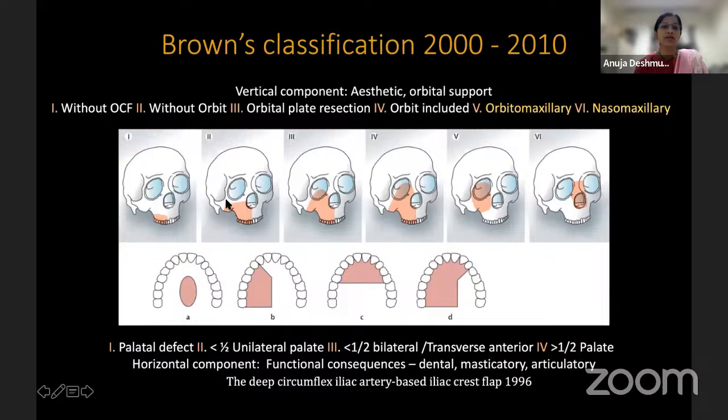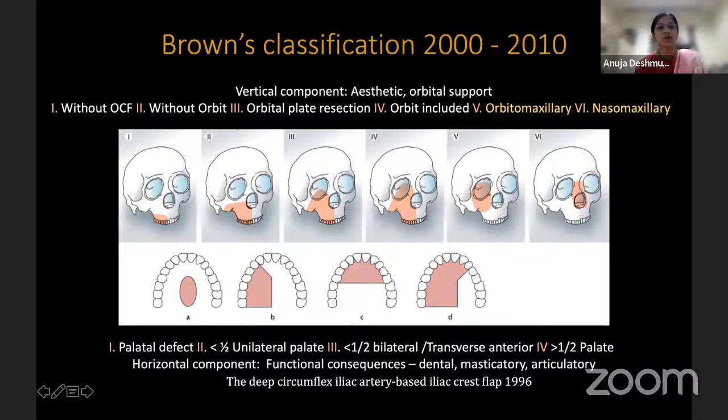The second one is without orbital surgery with maxillectomy. The third one is orbital plate resection. The fourth one is where the orbit is included with maxillectomy. The other 2 defects were added later: the 5th, orbitomaxillary defect without a palatal defect, and the 6th, a nasomaxillary defect.